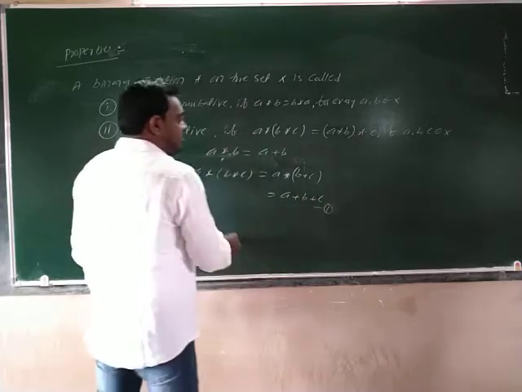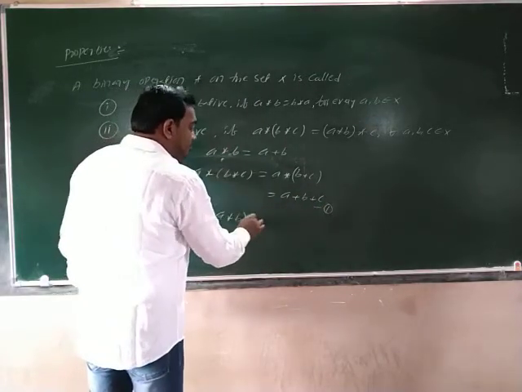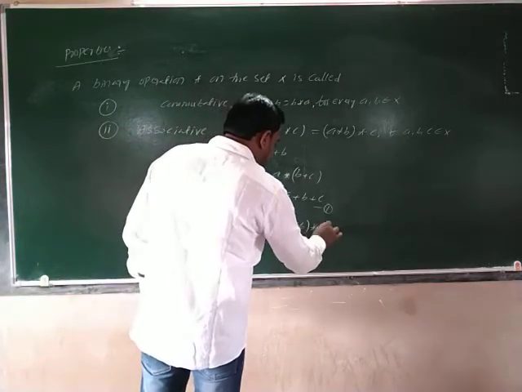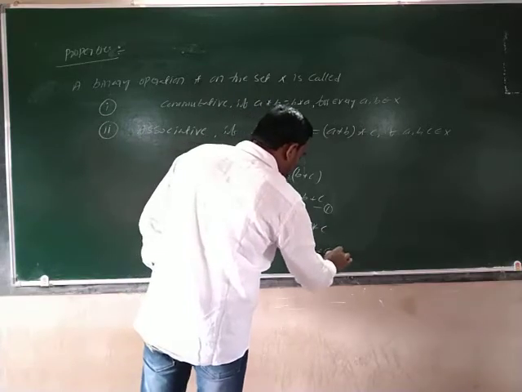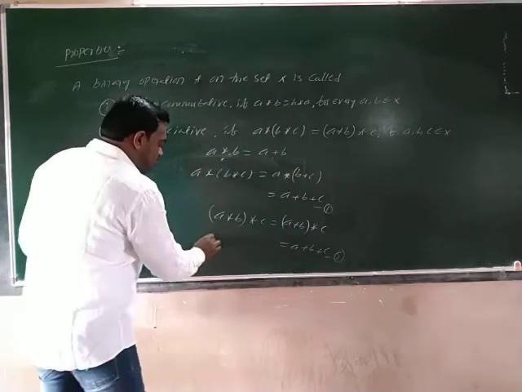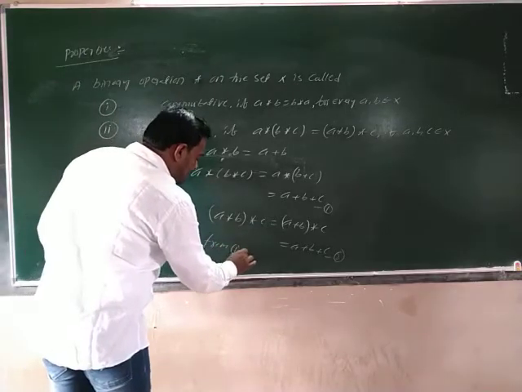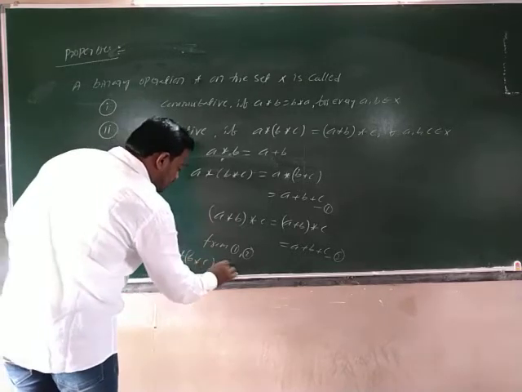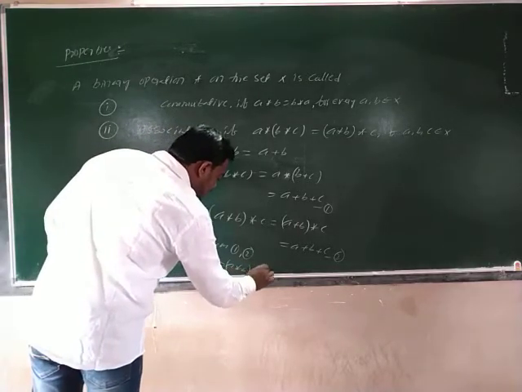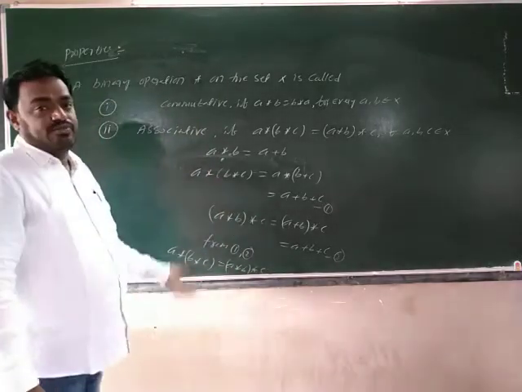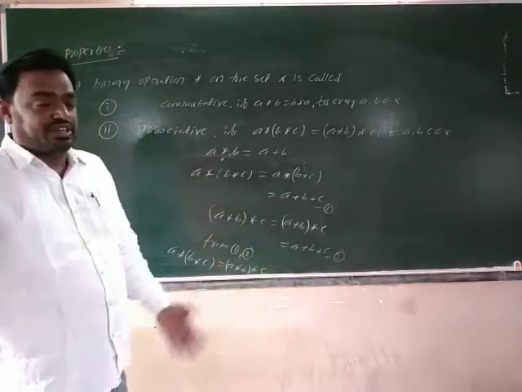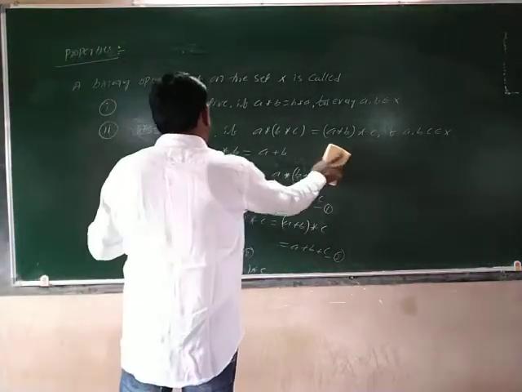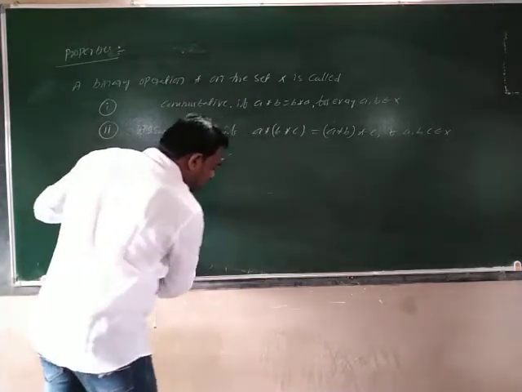This is equation 1. On the right side, A star B star C is equal to A star B, which is A plus B, star C. This is equal to A plus B plus C. This is equation 2. From 1 and 2, both are equal. So A star of B star C is equal to A star B star C. So star is associative. Similarly, multiplication is also associative, but division and subtraction are not associative, right?